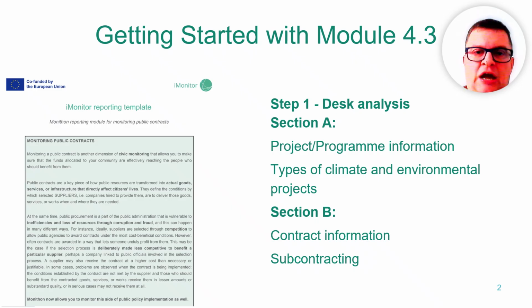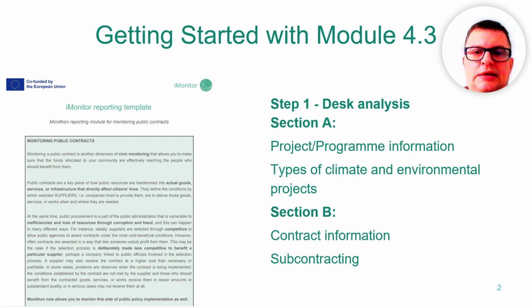Step 2 focuses on contract implementation, checking whether the project is being carried out as promised on the ground. And step 3 looks at results and impact, evaluating whether the outcomes match the objectives and serve the public interest. Along the way, we'll also highlight common corruption schemes to watch out for.